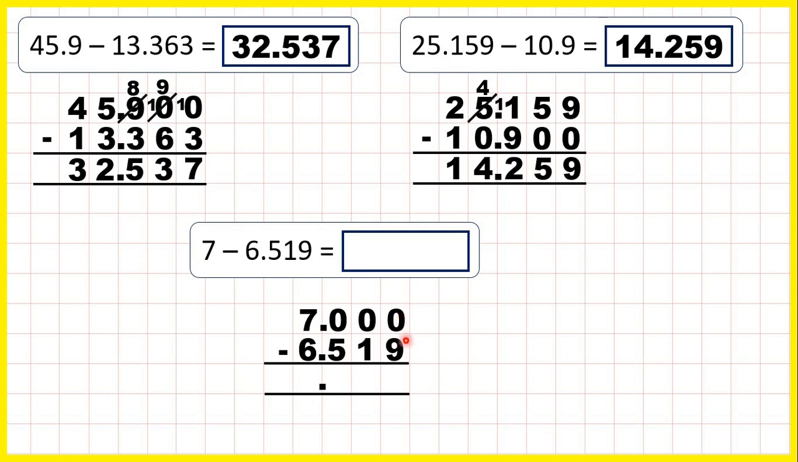We can't do 0 minus 9 using the column method, and when we go to the left we have a 0, we have another 0, so we need to go all the way over to the ones column and exchange one of those ones for 10 tenths. Then we can exchange 1/10 for 10 hundredths and exchange one of those hundredths for 10 thousandths. Now 10 minus 9 is 1, 9 minus 1 is 8, 9 minus 5 is 4, and 6 minus 6 is 0, so our answer is 0.481.